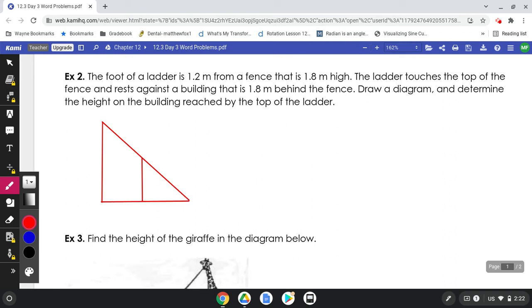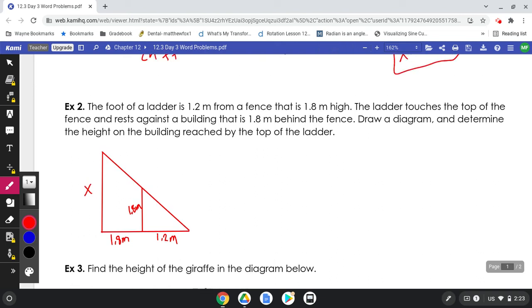it tells us that the foot of a ladder is 1.2 meters from a fence. So this is 1.2 meters. The fence is 1.8 meters high. The ladder touches the top of the fence and rests against a building that is 1.8 meters behind the fence. So if the fence is here, the building's there. This distance is 1.8 meters as well. And the ladder touches the top of the fence. Let's see, it says determine the height of the building. Okay, so the height right here.